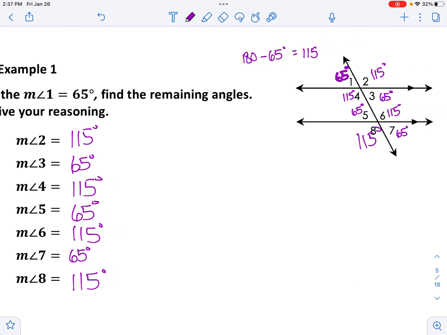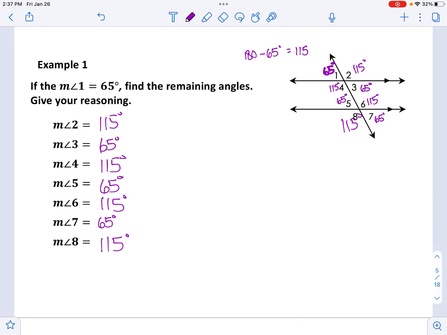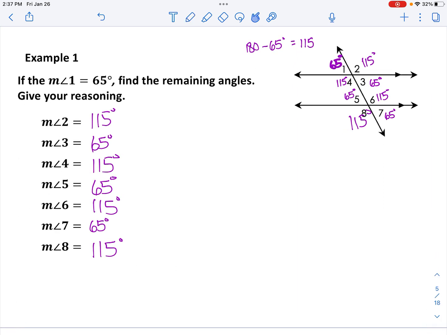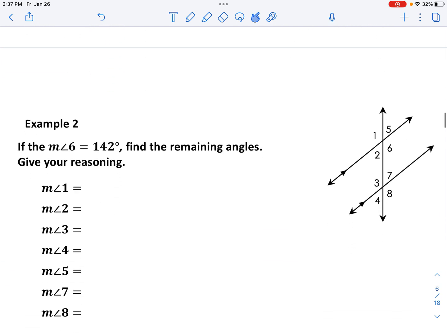But angle 2, however you got there, you could say, well, these are a linear pair to angle 1. I kind of went in a different way from there. But again, just make sure that you're clear about how you're getting there. You should be able to find all 8 though.